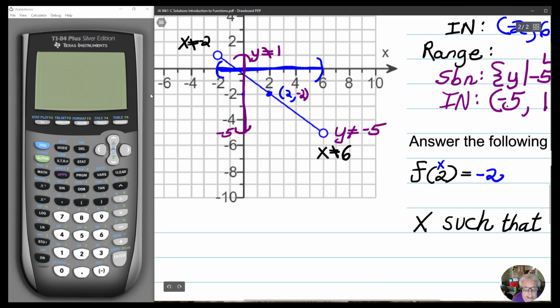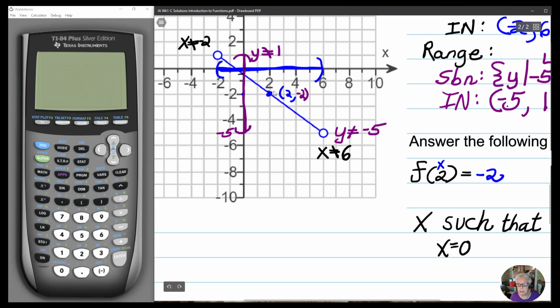Negative 1/2 is right here. It's already on the graph. Go up to the x-axis, and what is that number right there? It's 0. X equals 0. So when x equals 0, y equals negative 1/2. When y equals negative 1/2, x equals 0. So my answer is going to be x equals 0.